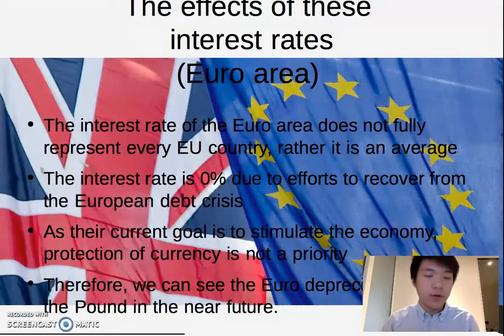Other than that, the euro area interest rates are not really a determining factor in regards to the value of the euro. This is because of the recent eurozone crisis, where multiple members of the EU defaulted on their debts, thus making economic activity stagnant and weak. Thus, the main goal of the EU is to stimulate this economic activity, thereby lowering the interest rates to boost the local economy. Therefore, we can see the euro depreciate against the pound in the near future.